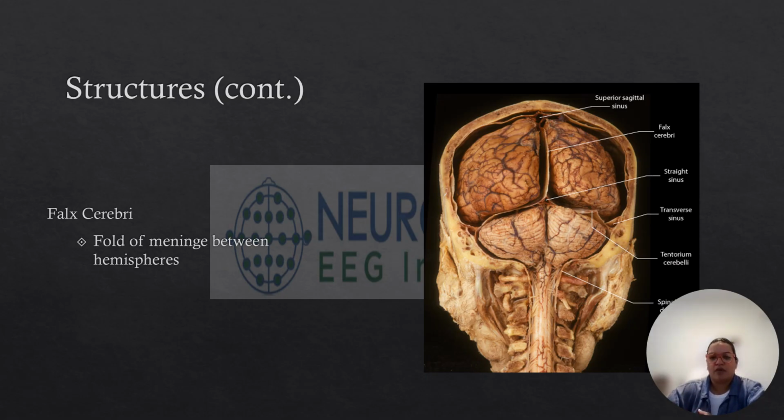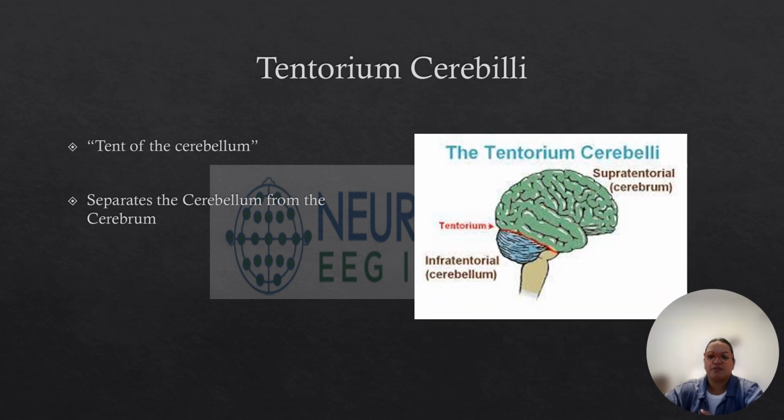So one more thing about the structures of the brain is the falx cerebri, and that's the fold of meninges between the hemispheres. If you see here, there's a layer that goes in between both hemispheres, and that's the falx cerebri. I don't know if I'm pronouncing it right, but if you see it in the test, you know that it's in between both hemispheres.